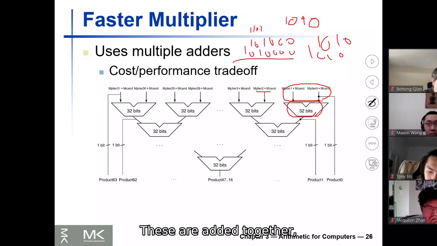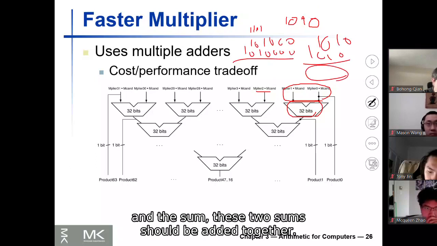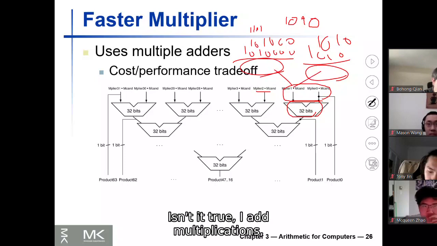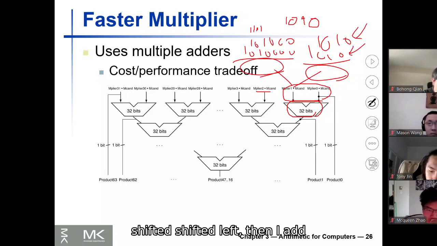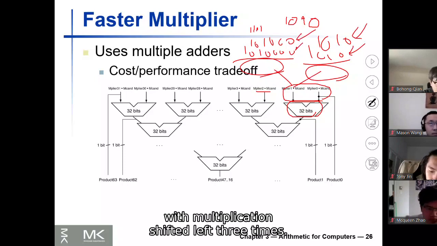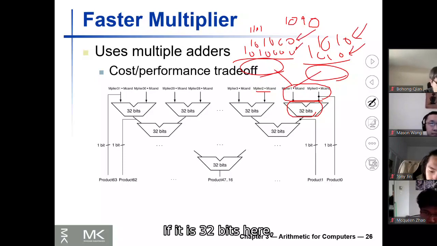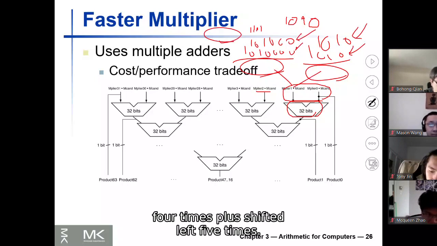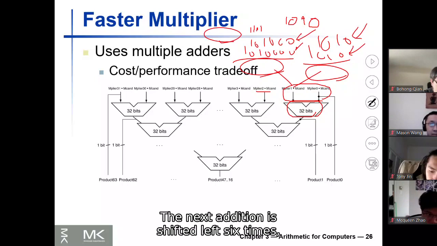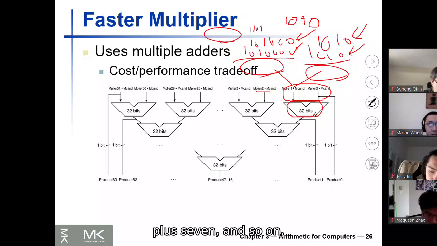So these are added together, and these two sums should be added together. Isn't it true? I add multiplicand with shifted left, then I add shifted left 2 times with multiplicand shifted left 3 times. If it is 32 bits, here I have shifted left 4 times plus shifted left 5 times. The next addition is shifted left 6 times plus 7, and so on.